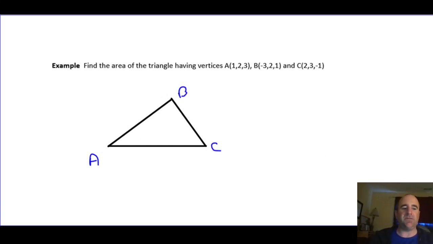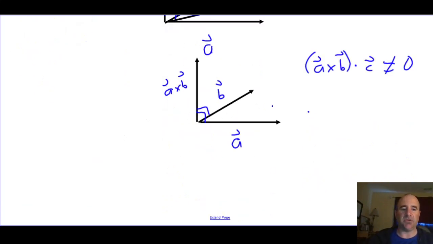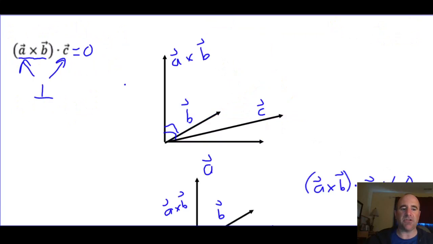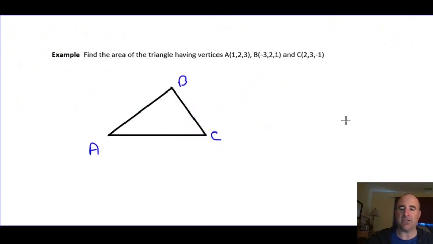Then I can use this formula on the other page, sorry, back up here, to calculate the area of the triangle. But notice I need vectors, and I don't have vectors here. I have points. These are not vectors. So what I need to do is define some point-to-point vectors. I could do these two, A and B and A and C. That's one way to do it.